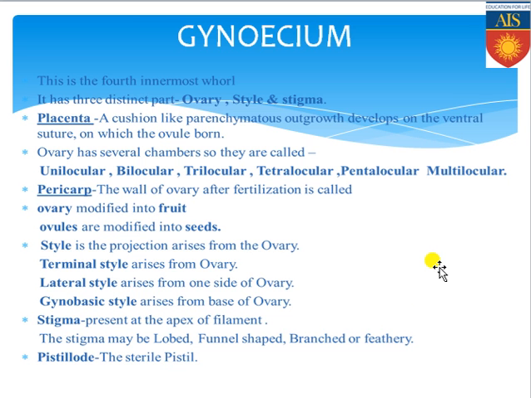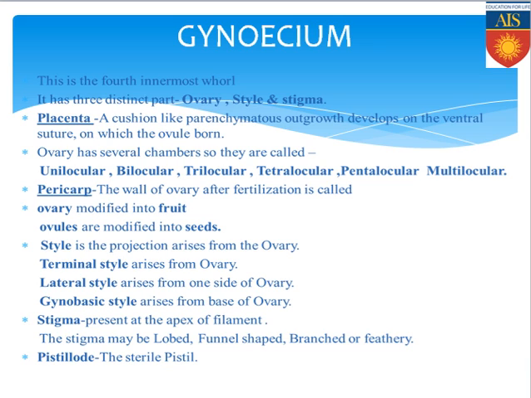Coming to the next part, regarding the last floral whorl or innermost floral whorl, that is the gynoecium. Keep in mind, this is the innermost, the fourth whorl, and it has three portions. The lower portion is the ovary, then there is a filament-like portion, the style, and the uppermost portion, commonly sticky, is called the stigma.